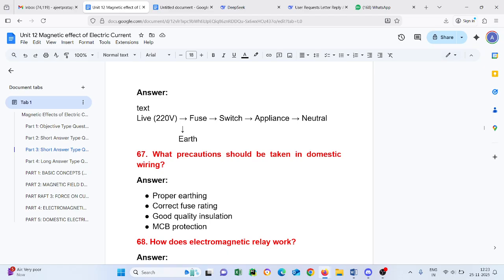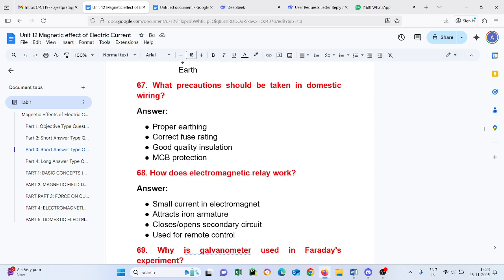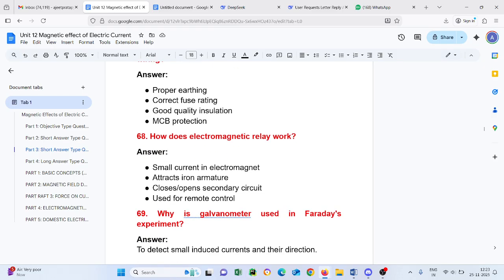Question number 60. How does a magnetic relay work? Answer: a small current in an electromagnet attracts an iron armature, causes the secondary circuit to open. Used for remote control.